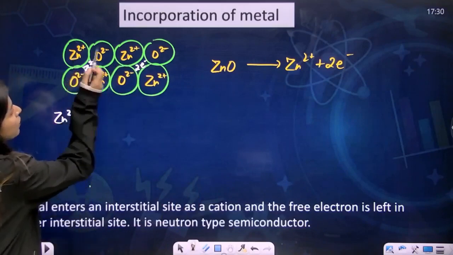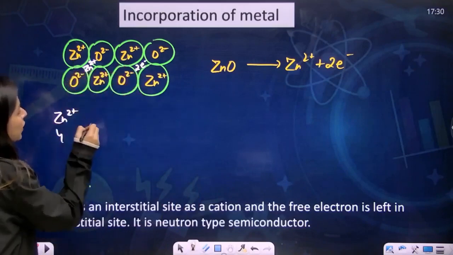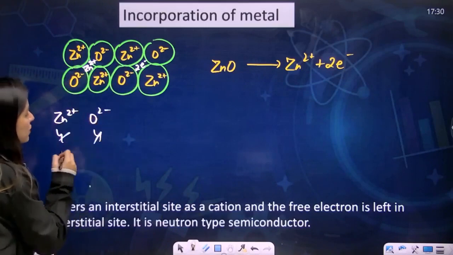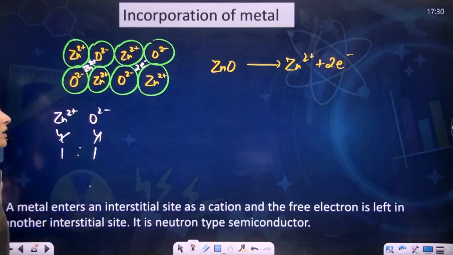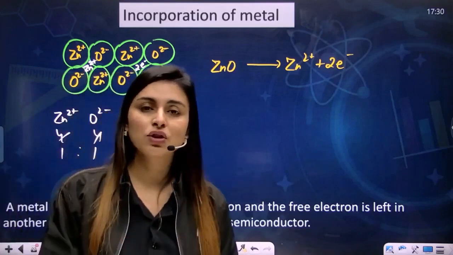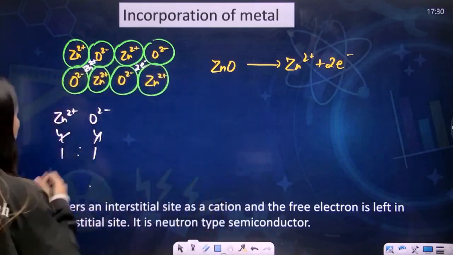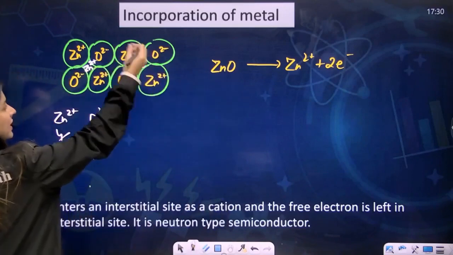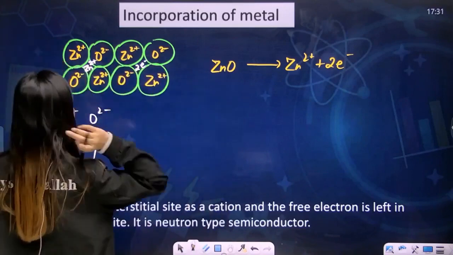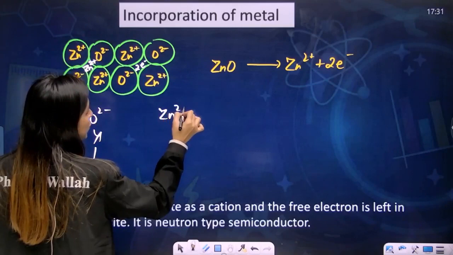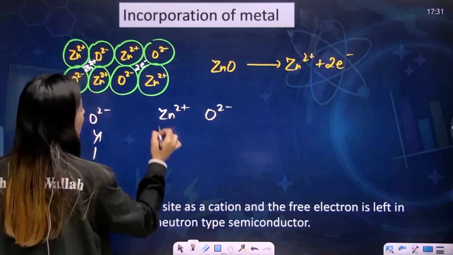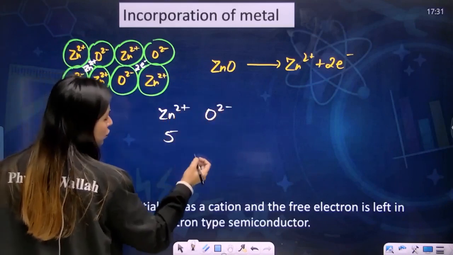Now, if you see, my dear students, initially you had zinc 2 plus ions. Total, how many? 1, 2, 3, 4, and you had O2 minus 4. So the ratio was 1:1, and the stoichiometric ratio was also maintained, and electrical neutrality was also maintained. Now, if you incorporate a metal, let's say we have incorporated zinc 2 plus.